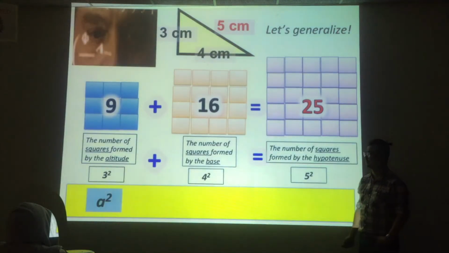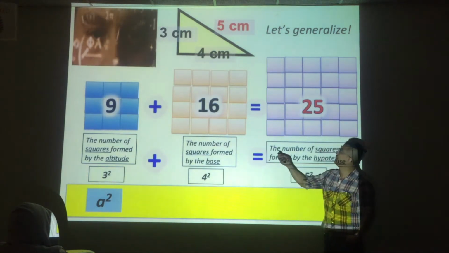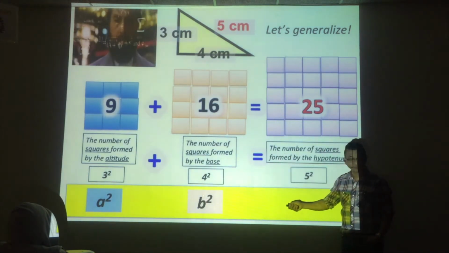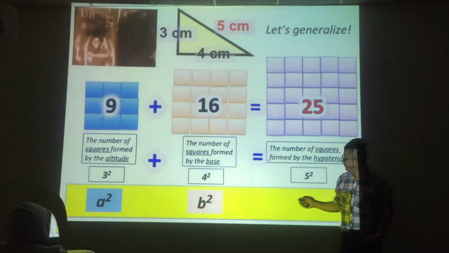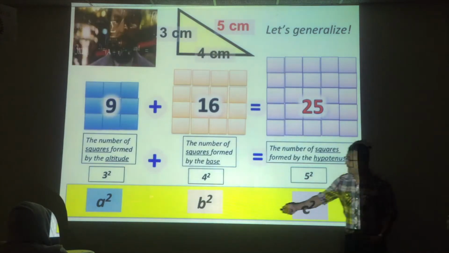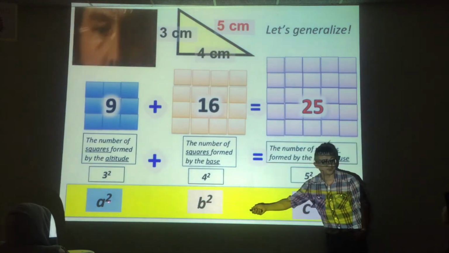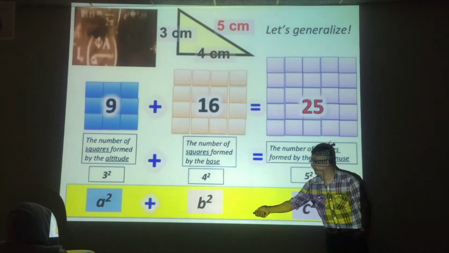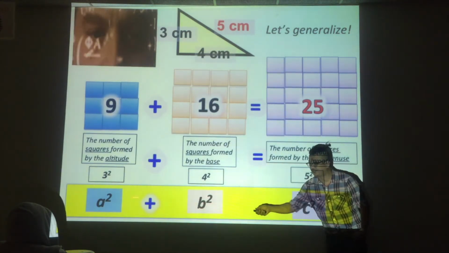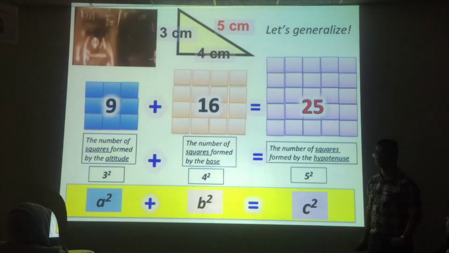Now, let's see the relationship. Whatever your altitude is, square it. Whatever your base is, square it. And whatever your hypotenuse is, square it. What will happen with these 2 squares? Do we multiply them? No. We add them. And whatever total squares you have here will be equal to the hypotenuse square.